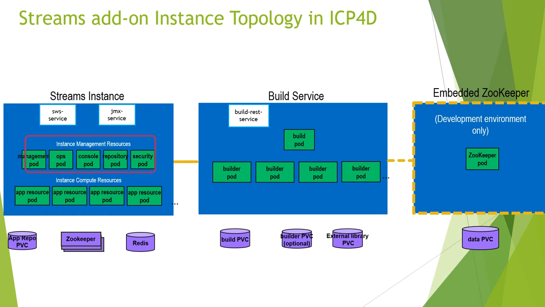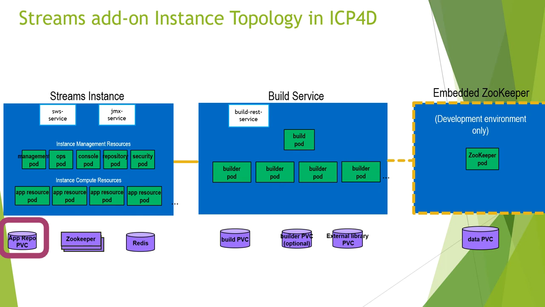The Streams runtime environment is composed of a set of management services interacting across one or more management resource pods. The instance compute resources are created when a Streams application is submitted to the instance. The Streams instance has multiple external dependencies. It requires a persistent storage for an application cache repository. The application cache repository caches the application bundle for application high availability.